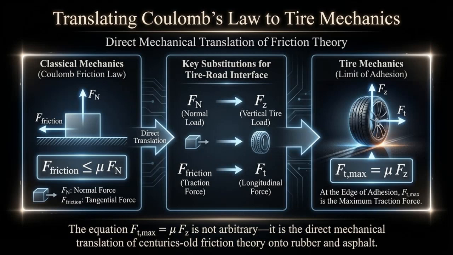The same law applies directly to tires. For a tire, the normal load is Fz and the traction force is Ft. At the limit of grip, the relation becomes Ft max equals mu times Fz. This equation is a direct application of classical friction theory to tire-road interaction.